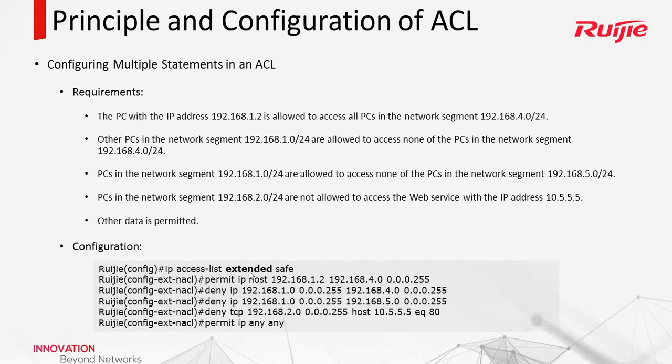We can use the ACL with extended, name safe. Then for the first sequence, we can permit IP host, then to the destination network. Second, we need to deny this network to this network. And the third and the fourth, because this is a web function, so we deny TCP packets, and then at last equal 80 is the web service. And at last, don't forget to permit IP any. Otherwise, all of the services will be denied.